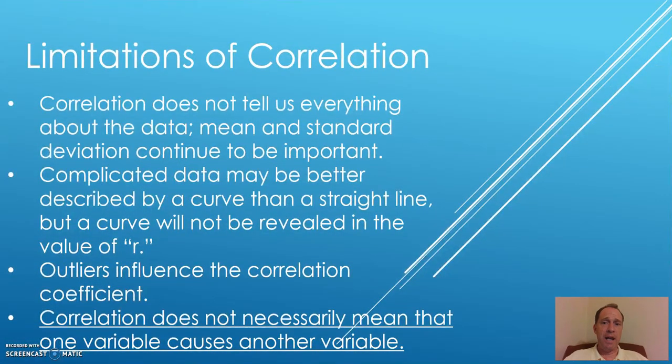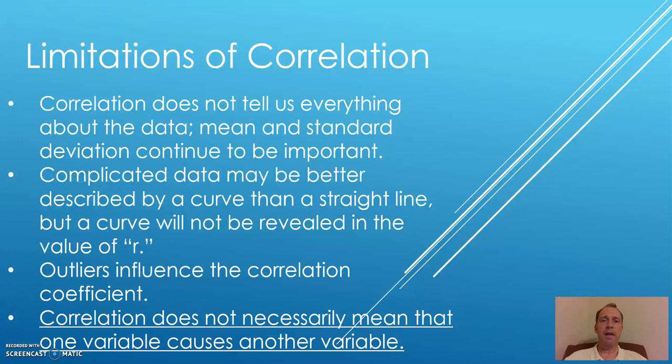There are limitations to correlation. It's very important to remember this. Correlation does not tell us everything about the data. Mean and standard deviation continue to be important. Complicated data may be better described by a curve than by a straight line, but a curve will not be revealed in the value of r.